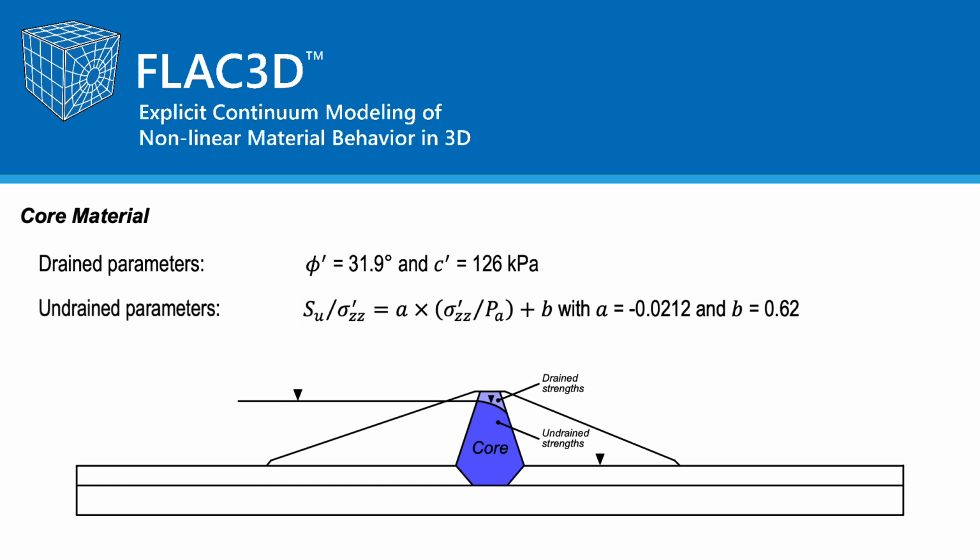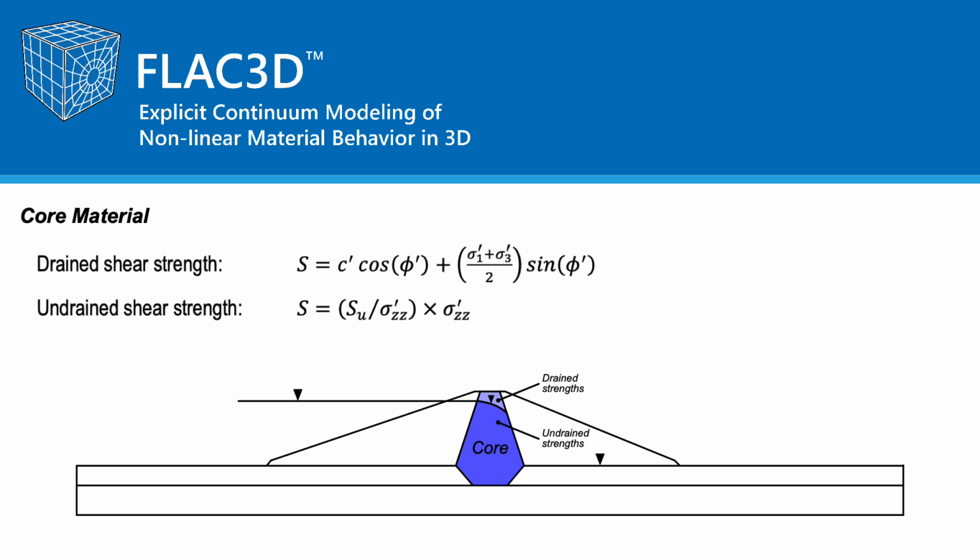During earthquake loading, the core material is modeled to behave drained above the phreatic surface and undrained below the phreatic surface. The drained shear strength is a function of the drained friction angle and cohesion, whereas the undrained shear strength is a function of the undrained shear strength ratio, which is a function of the effective vertical stress. The drained shear strength of the core material is provided here. The value of S represents the radius of the Mohr circle at the initial yield with the elastic response under simple shear loading.